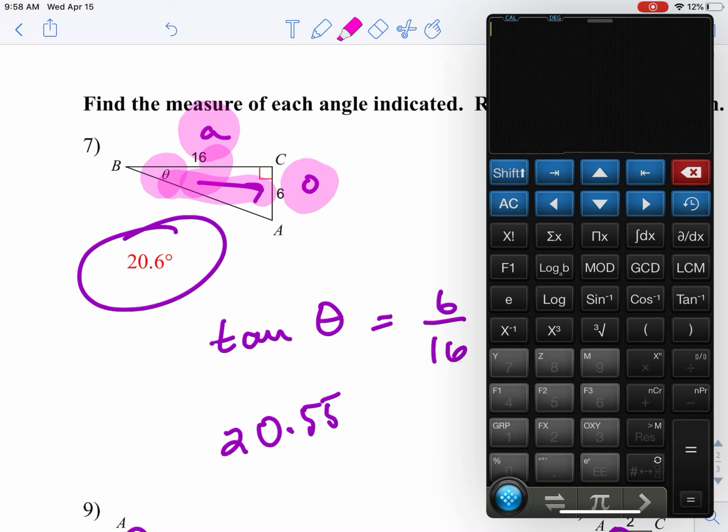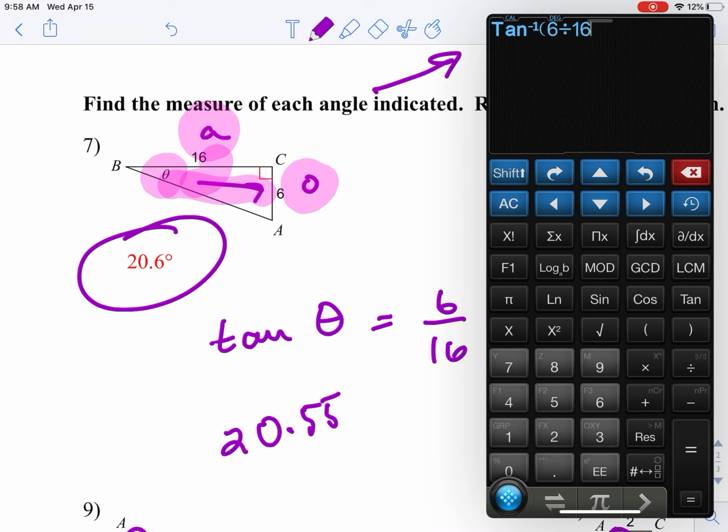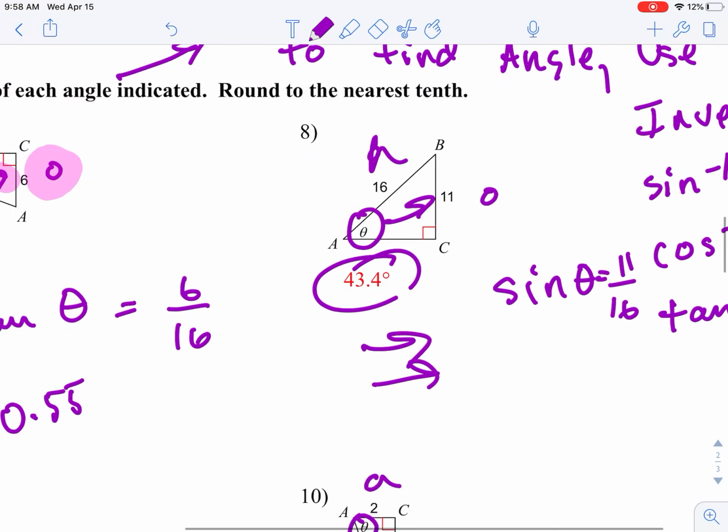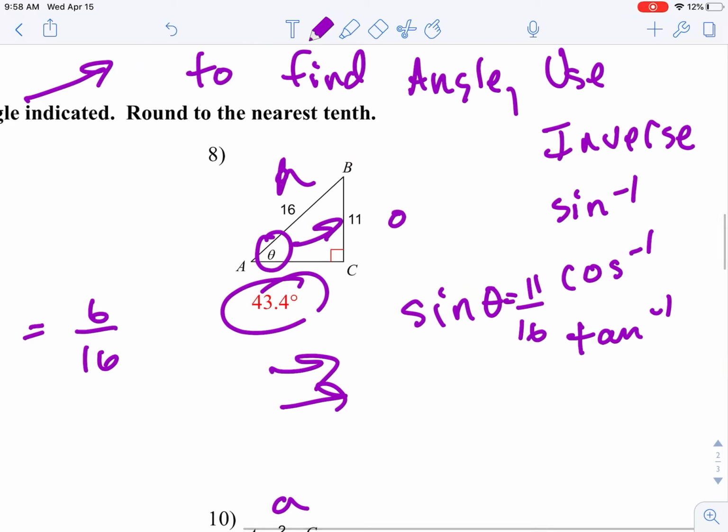So you hit shift. On this calculator, you hit shift. Sometimes it's second, sometimes it's like an arrow, okay? All right, so instead of tangent, tangent inverse, it looks like that, okay? Tangent, 6 divided by 16, okay? And then that's your answer, okay? So it all works the same way, whether it's tangent, sine, whatever, okay?